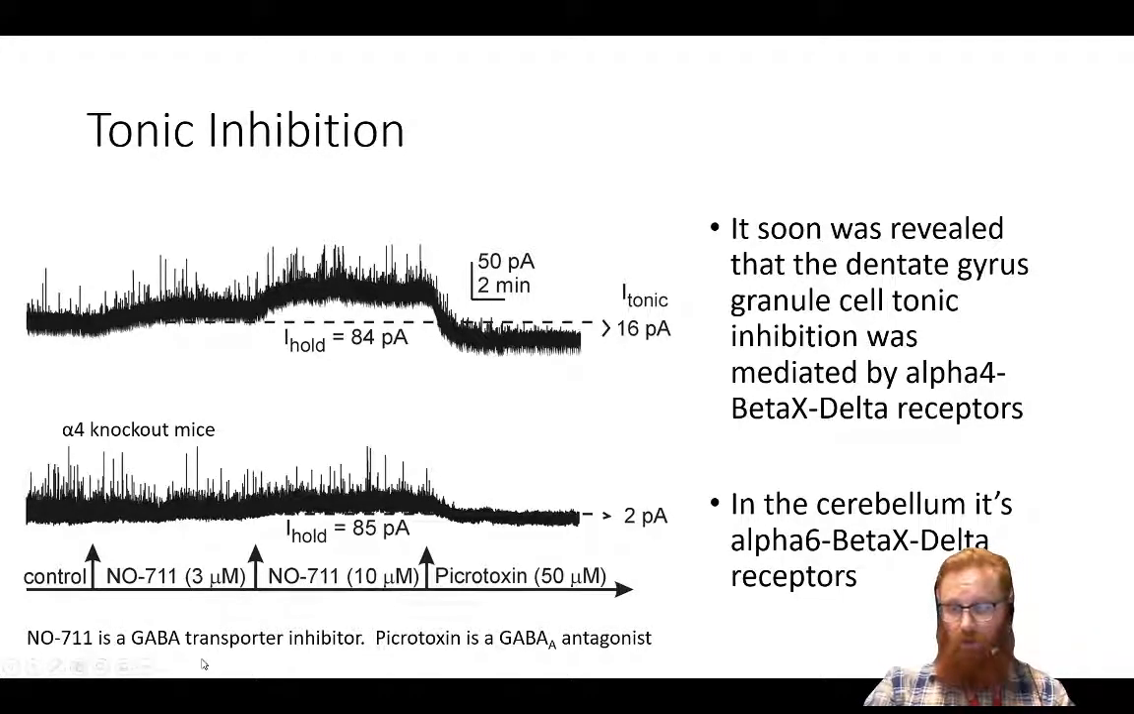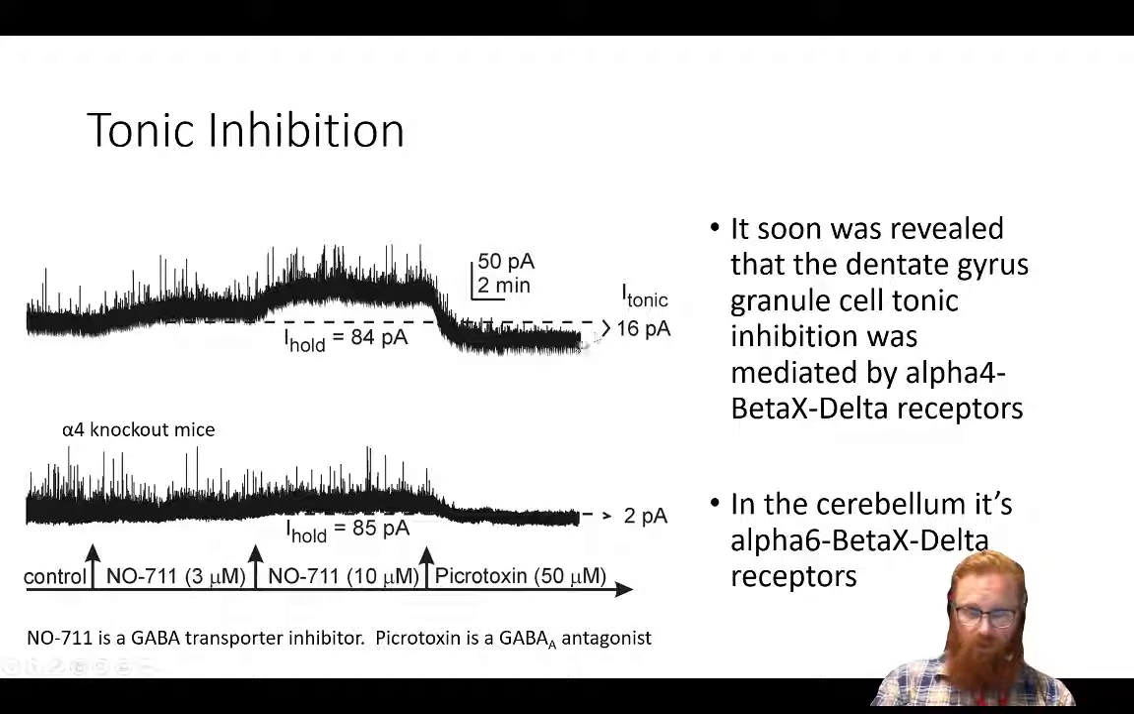Now this paper was one that showed that it was alpha 4 containing receptors, telling us it's the alpha 4 delta containing receptors, and we already knew that basically alpha 4 must have a beta subunit as well. So this receptor is alpha 4 beta something delta. And you can see there's a couple of important points here. One, here in a normal mouse, they add NO711, which blocks the GABA transporter. So there's more GABA floating around, and you can see the current goes up. They put in a higher concentration, the current goes up, and then they apply picrotoxin, which is a classical GABAA antagonist, and they get the reduction.